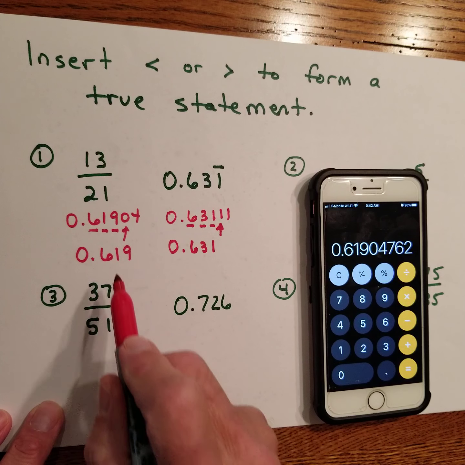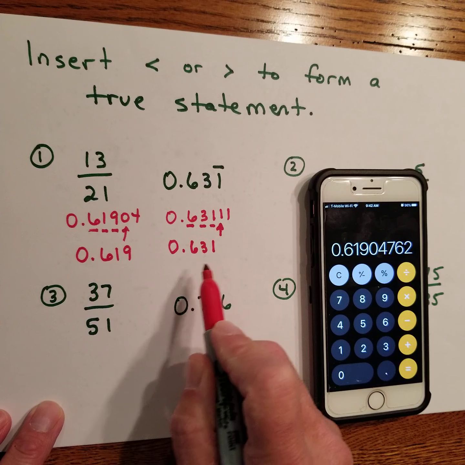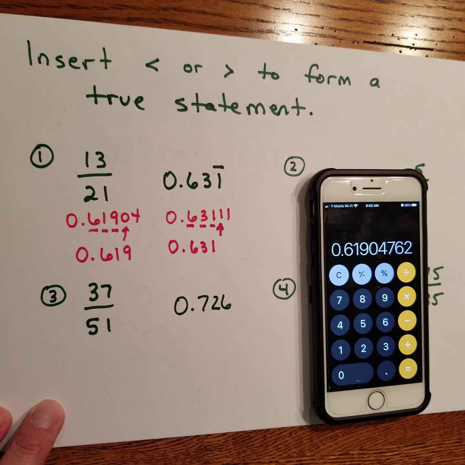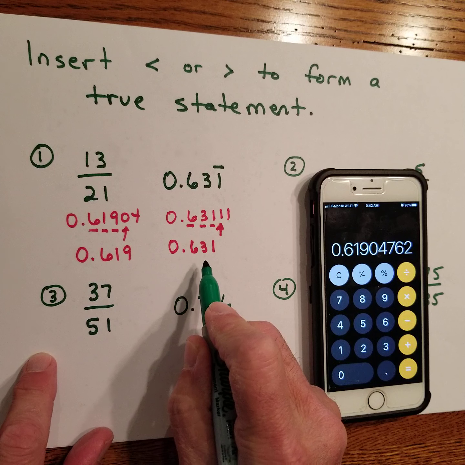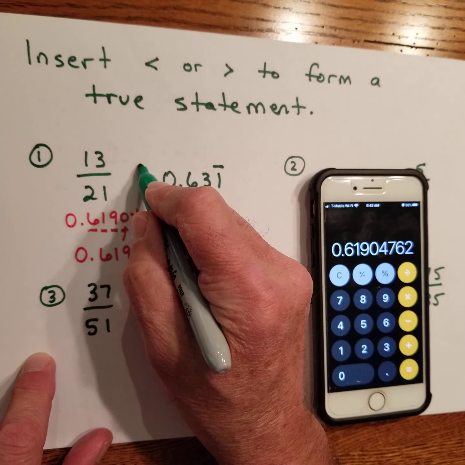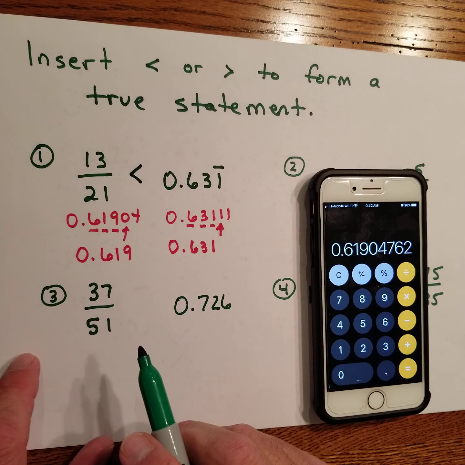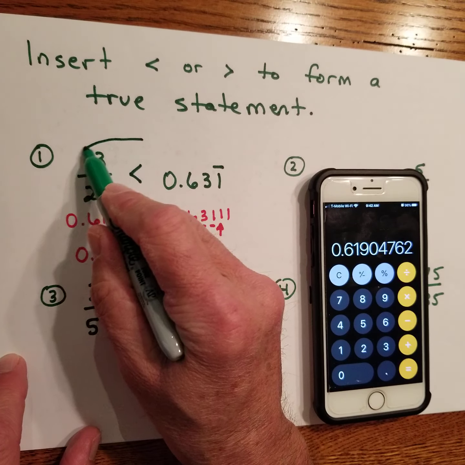Now it's easy to compare 619 to 631. 619 is smaller than 631. So my answer back here is that this value is smaller than this value. 13 over 21 is less than 0.631 repeating. Got it.